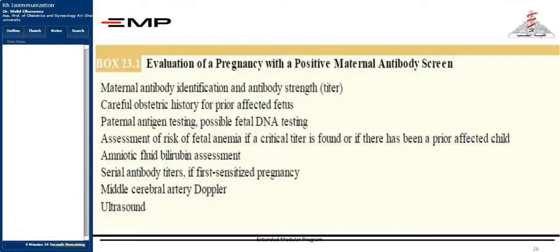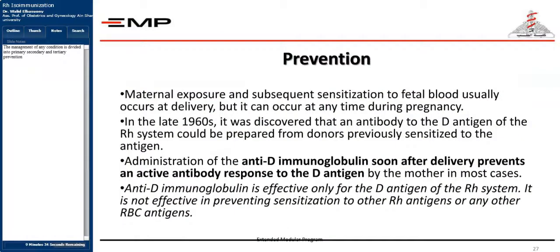This is a graph or a figure in order to tell you how we follow up the patients who are isoimmunized, starting from the titer, from the history taking. You could take paternal antigen testing or possible fetal DNA testing, assessment of risk of fetal anemia, amniotic fluid bilirubin assessment, serial antibody titers, middle cerebral artery Doppler, and ultrasound. So, how could you prevent the condition?